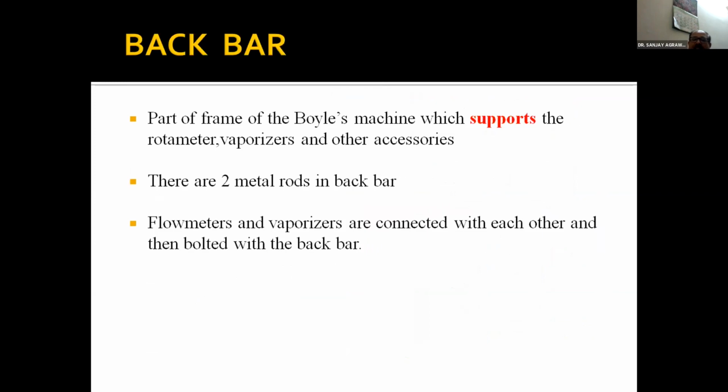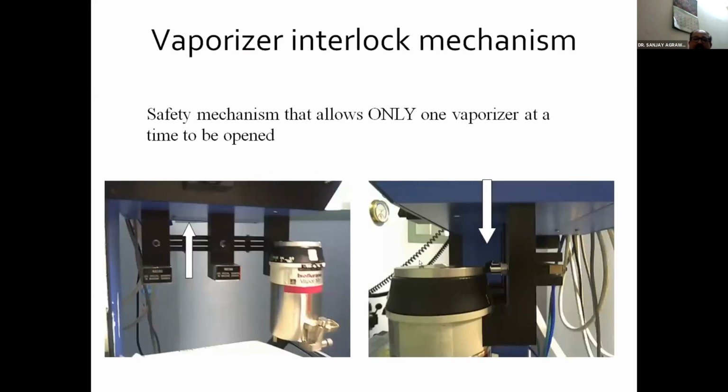The back bar is the part which supports the vaporizers, the rotameters and other accessories in a Boyle's machine. The instruments present include the vaporizer. The very important thing for us to know about vaporizers is that only one vaporizer should be used at one time. A selector mechanism should be there, so that whenever a number of vaporizers are present on the back bar, we can operate only one inhalational agent at a particular time.